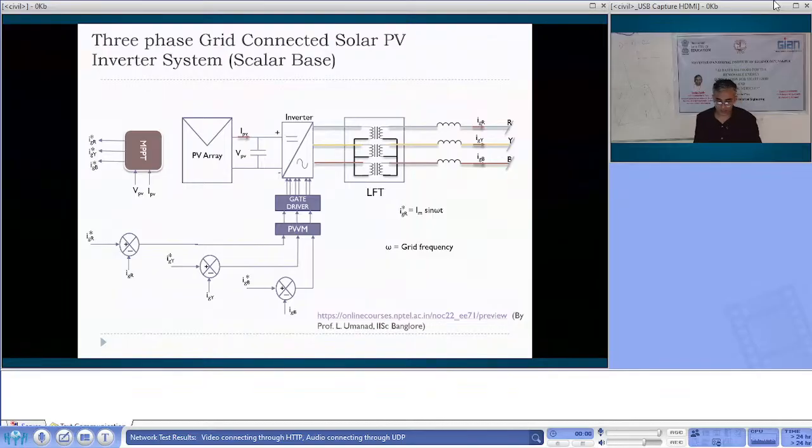Then we can start the actual control of the inverter. Do you want to have a break, or what do we do? Okay. Any questions till now on selective harmonic elimination, or any previous questions also?